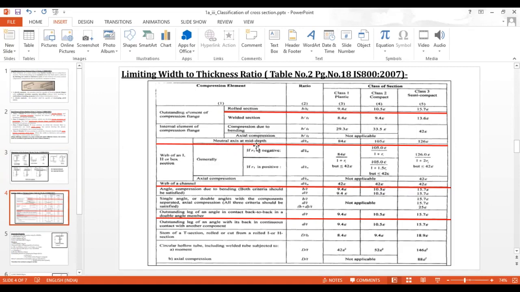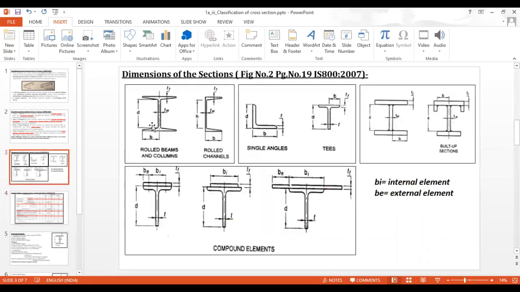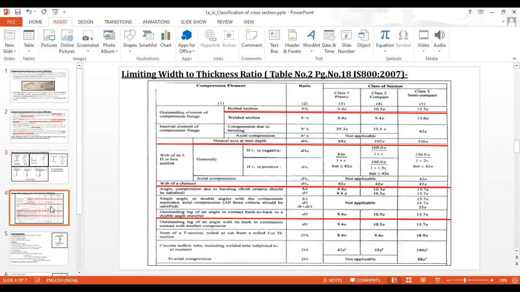Then the neutral axis at the middle depth, that is the web criteria. The web criteria is taken as the ratio of D upon TW. D is the depth of the section. In the diagram, if you observe, D is the effective depth. That is, here we subtract the thickness of the flanges from both the ends. Hence, the small d is calculated.